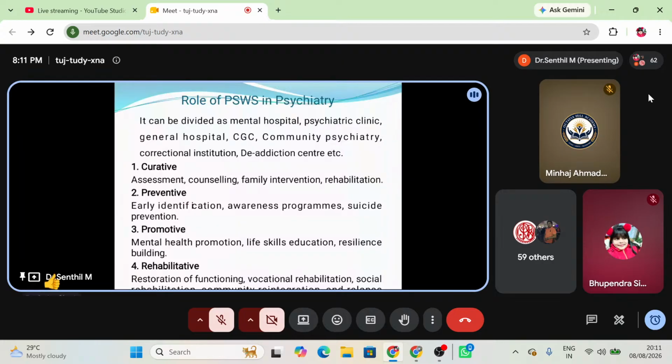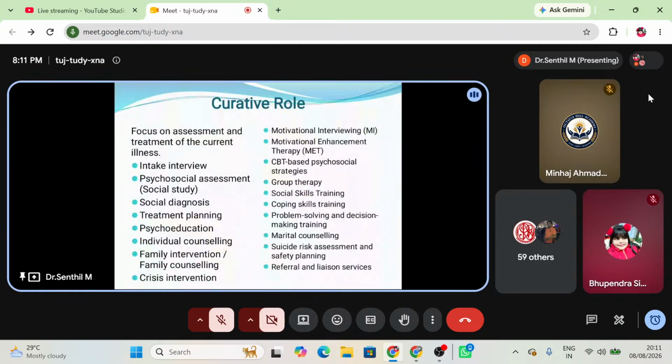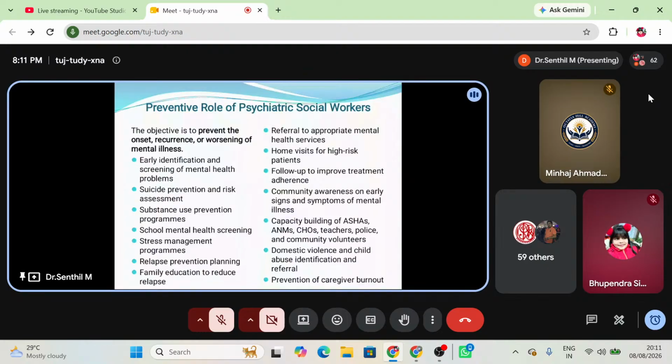Moving to the next one. All these things I have already explained, so you can just have a quick look. What is curative? It focuses on assessment and treatment of the current illness. I have explained all those things, so you can have a quick look. This is about prevention.